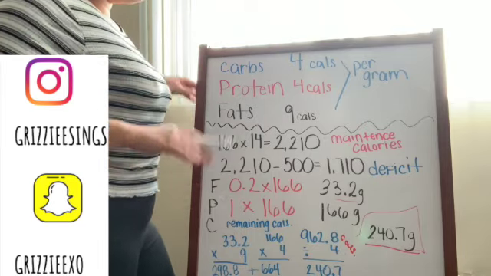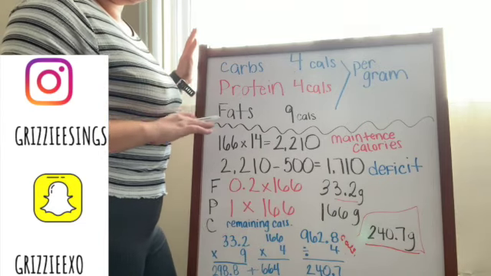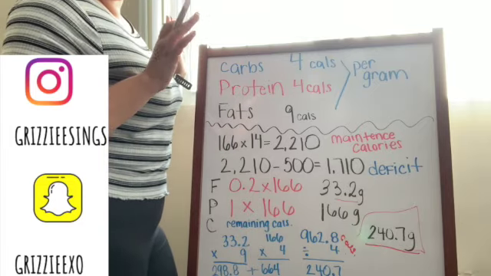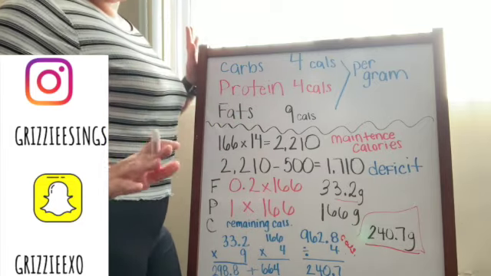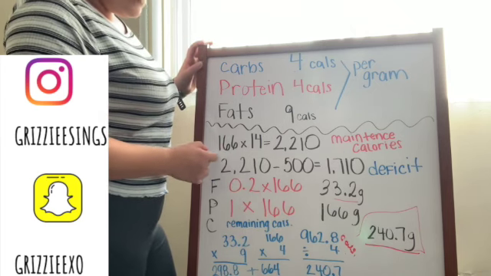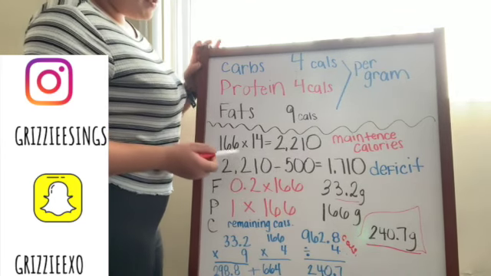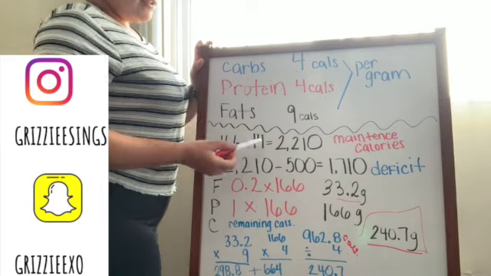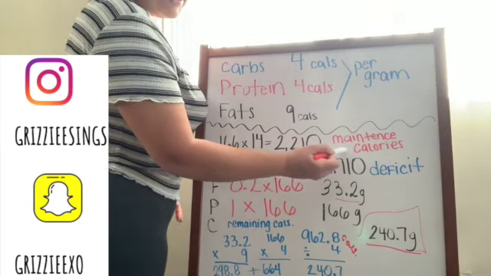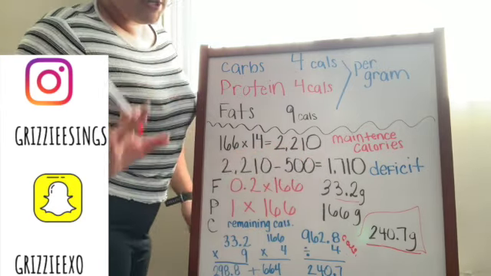Before we begin the process, we have to determine how many calories we need to maintain our weight and to maintain just us being alive. So if you do not want to lose weight or gain weight and you just want to stay in a regular healthy caloric intake, you're going to multiply your body weight by 14. I weigh 166, so we multiply this by 14, and we get 2,210. So my maintenance calories are 2,210 calories per day.